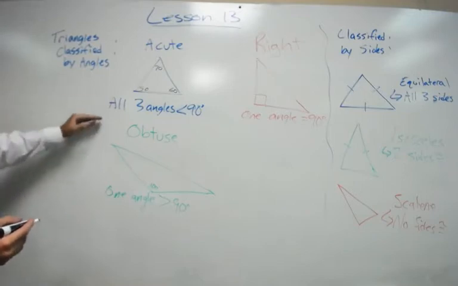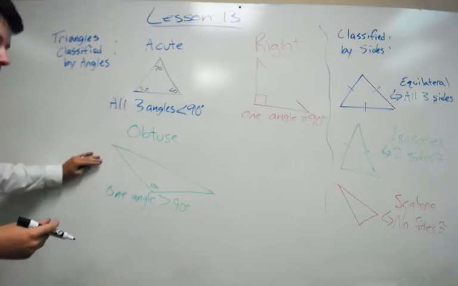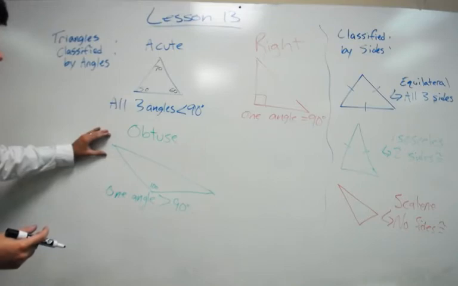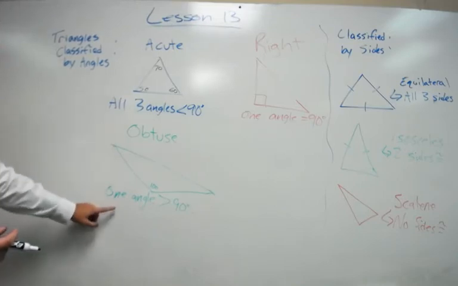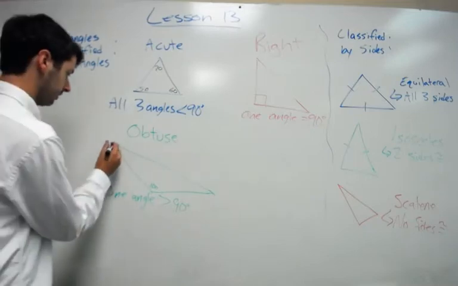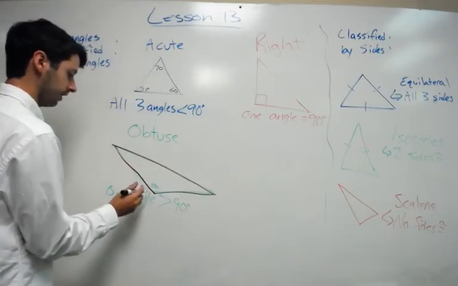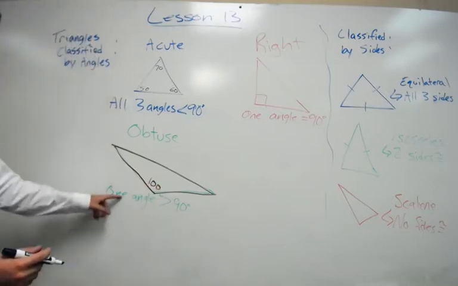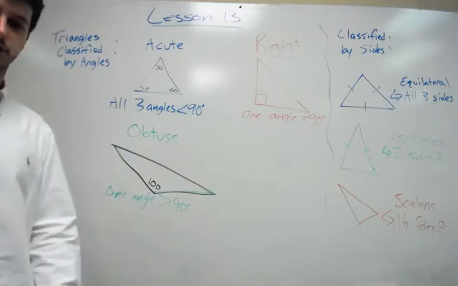The next triangle we have is an obtuse triangle. Hopefully you can see this well. Hopefully the glare isn't in the way. Try to use different color markers, but they don't show up as well. Obtuse triangle, though, is where one angle is greater than 90 degrees. So we have a triangle here, and I'll trace it so you can see it a little bit better. And it has an angle that is 100 degrees.